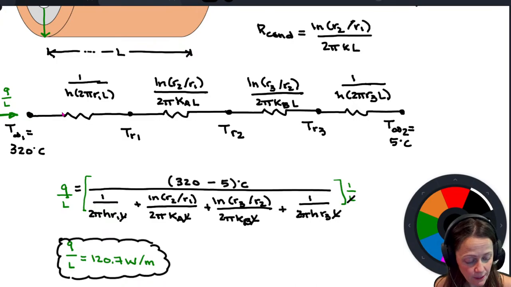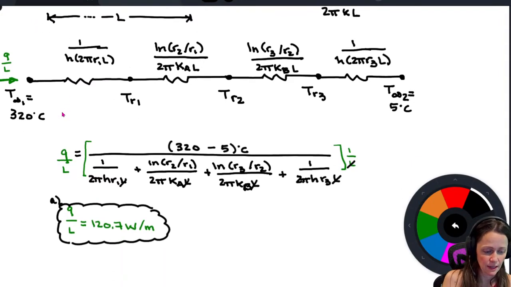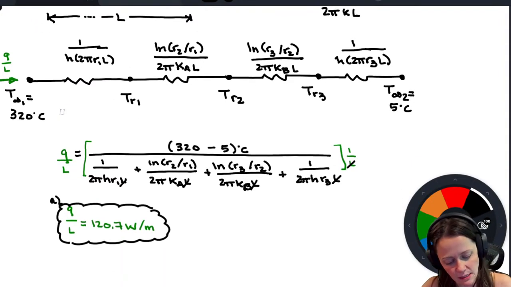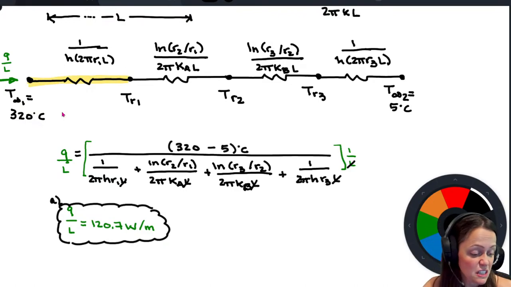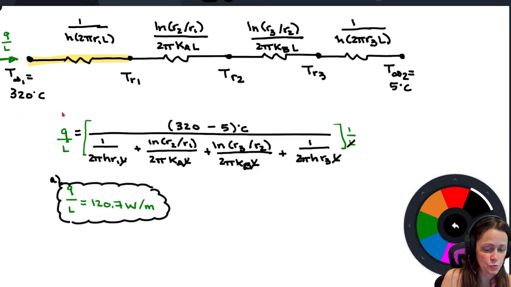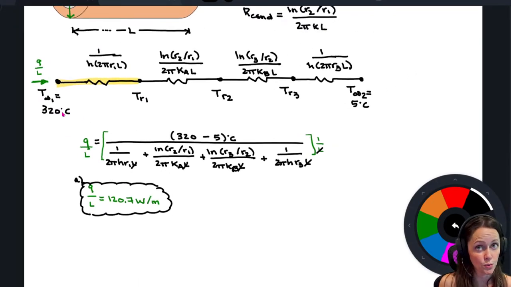All right, so that's A. And now I need to do the same thing, but just calculate thermal resistances, applying that Ohm's analogy maybe just to this little section right there. So I'll do it for the first one, and then I'll just give you TR2 and TR3 because it's more of the same, just applying that Ohm's analogy between two temperatures where you know one of the temperatures and one of them you don't.